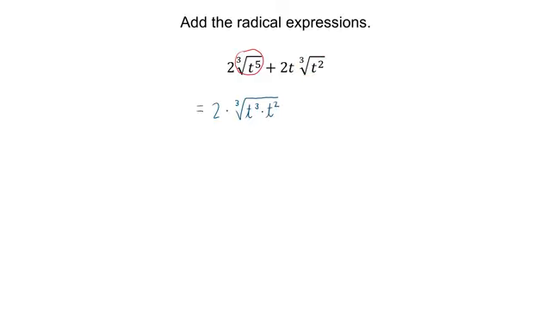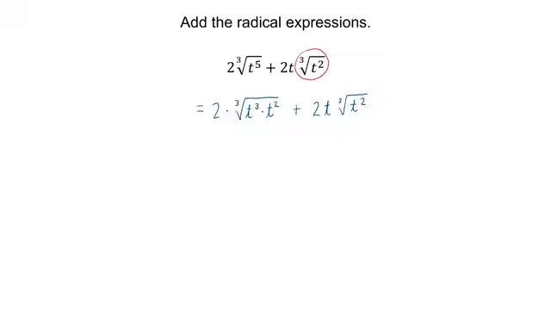The largest perfect cube that will evenly divide t to the fifth is t to the third. So we'll rewrite t to the fifth as t to the third times t squared. That gives us 2 times the cube root of t to the third times t squared. The radical expression, the cube root of t squared, is already fully simplified because there's not a perfect cube variable expression that will evenly divide t squared. So our second term, 2t times the cube root of t squared, is already fully simplified.